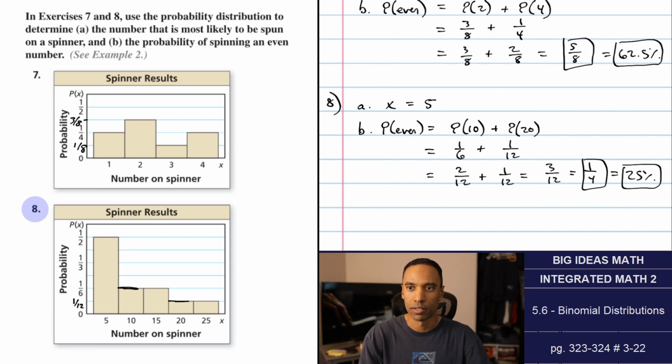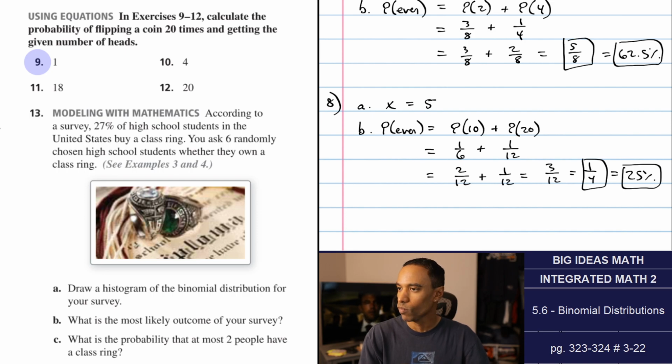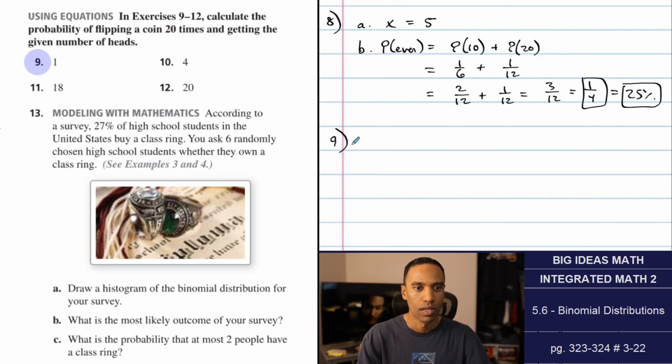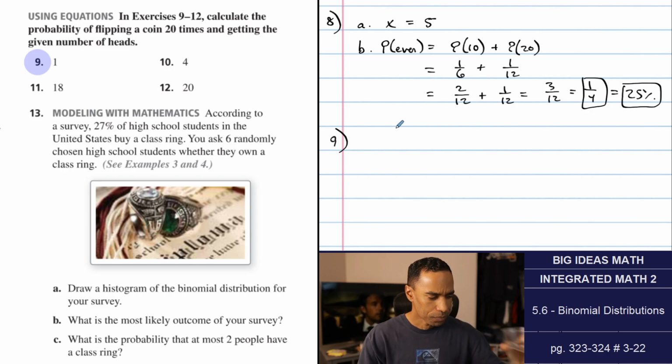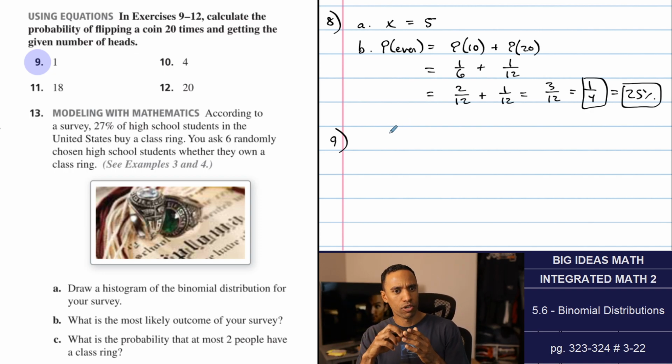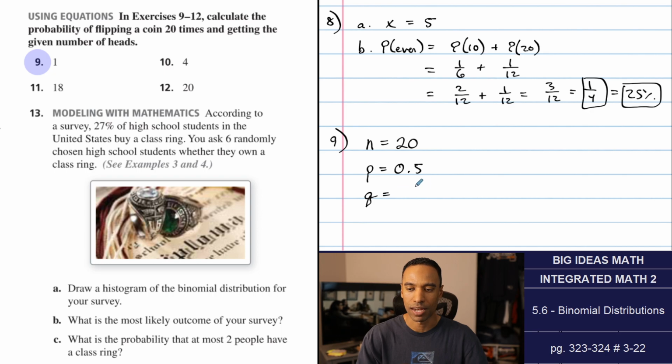Okay, let's go to number 9. Hold on. Number 9 through 12. Calculate the probability of flipping a coin 20 times and getting the given number of heads. Okay. This is where we're starting kind of the binomial distribution function stuff. So either we land on heads or tails. In this case here, n is 20. We're going to flip it 20 times, 20 independent trials. The probability of landing on heads is 50% or 0.5. Probability of landing on tails is 1 minus 0.5, which is also 0.5.